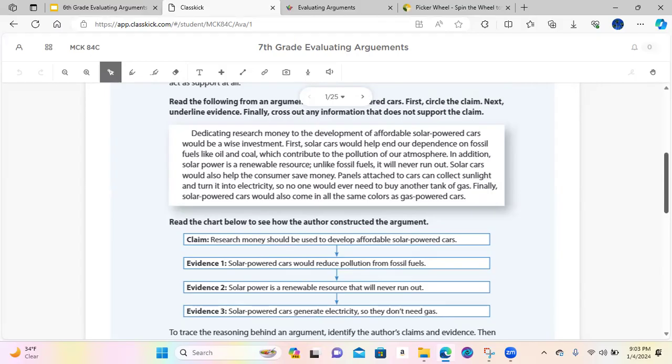First, solar cars would help end our dependence on fossil fuels like oil and coal, which contribute to the pollution of our atmosphere. In addition, solar power is a renewable resource. Unlike fossil fuels, it will never run out. Solar cars would also help the consumer save money.